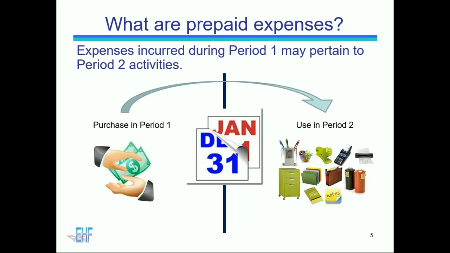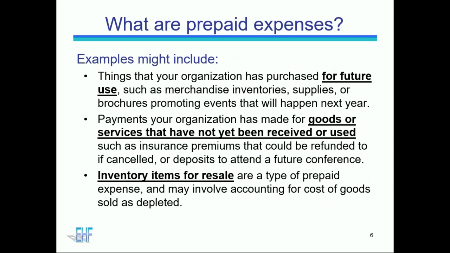So what are prepaid expenses? Simply put, when a purchase is made during one fiscal period, it may pertain to another subsequent fiscal period. In that case, we call it a prepaid expense. An accountant friend of mine refers to prepaids as expenses waiting to happen. Examples of prepaids might include things that your organization has purchased for future use, such as merchandise, inventories, supplies, or brochures promoting events that will happen next year.